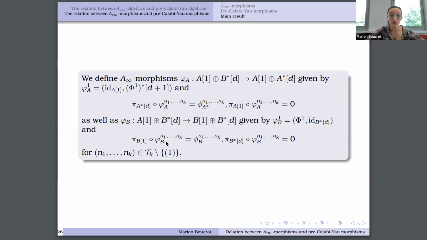We define all its other components like this. So the projection on B shifted by 1 of this component is just the morphism phi B that I defined before, and that really goes into B shifted by 1 by definition. And all the other components, when we apply the projection on B star shifted by D, they vanish. So we only have the first component of this morphism that goes into B star shifted by D, and all the other components just go in here.